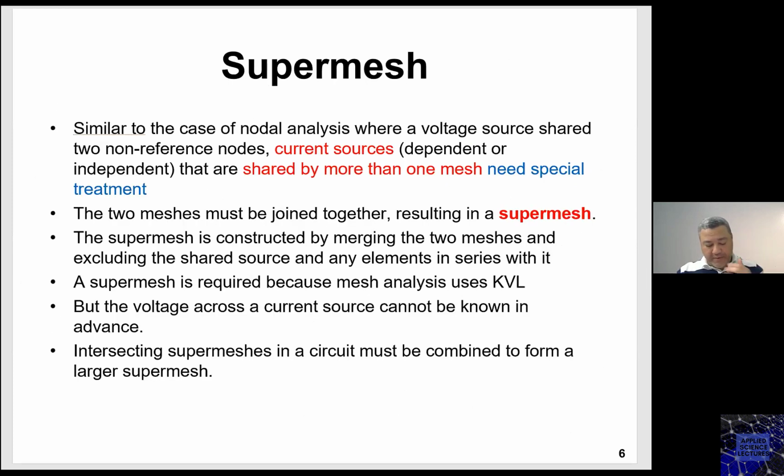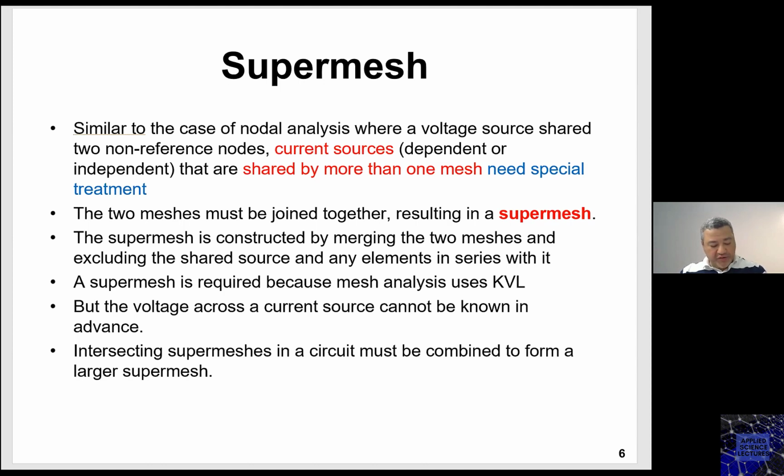Now, the super mesh here, if you recall in nodal analysis, we had what's called a super node, and we said that the super node is when we had a voltage source between two nodes, none of which is a reference node. In this case, this voltage source will create a binding expression between those two nodes. In the super mesh, I have a similar case, however, it's a bit different in that I have a current source, but this current source is now shared between two meshes. So what does this current source do?